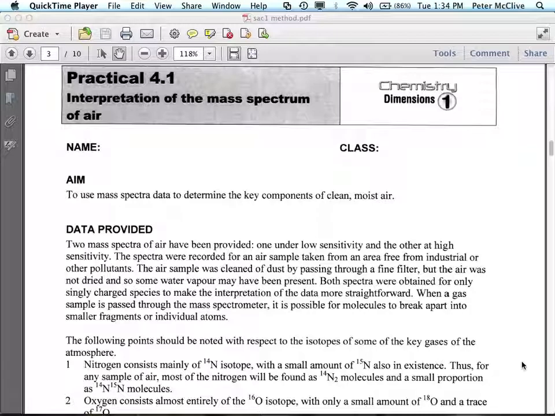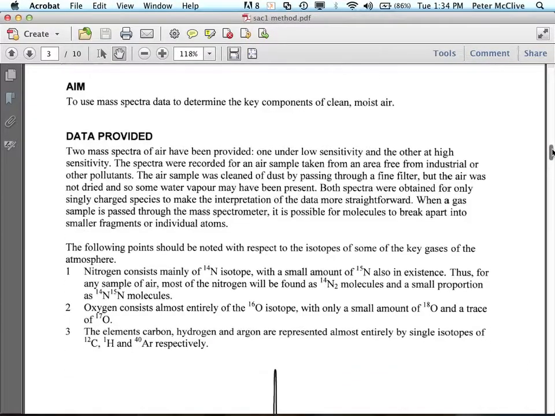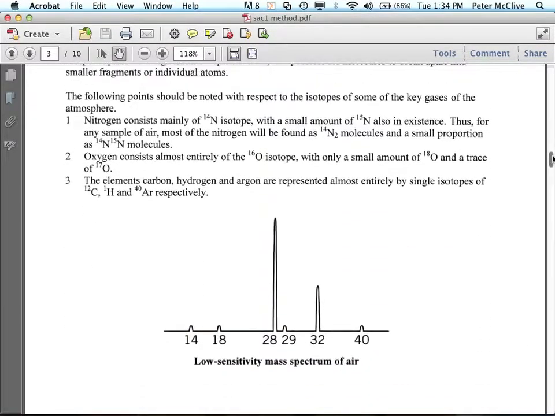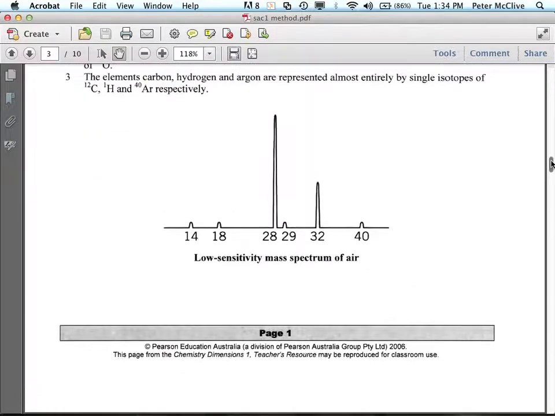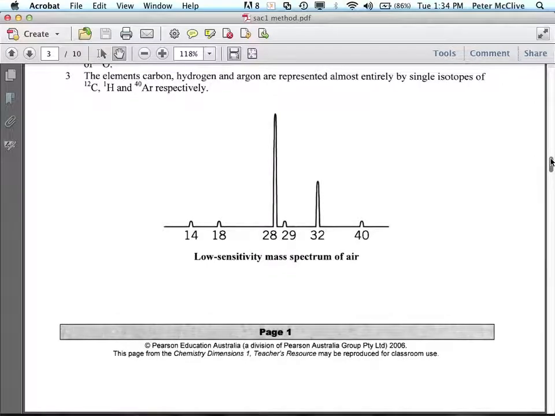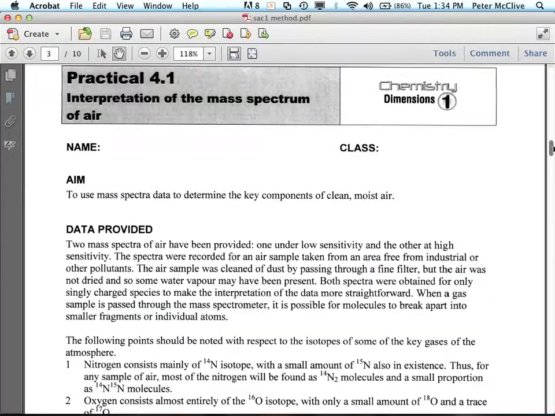And the SAC is a different, like a test, that it draws on that information. So it's not like the write-off. Well, in some ways it is, but they're questions based on those prac questions, okay? And some of it is just transferring what you've got in the boxes on your sheet onto the prac. So the first part is really just data that's been given to you.